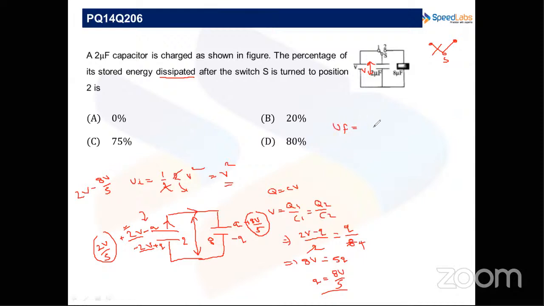So U final is half C1 V1 square plus half C2 V2 square या फिर Q square by 2C. That is better because अभी हमने Q निकाला है. So I am going to use Q square by 2C. तो पहले वाले की Q square, that is 2V by 5 का square, by 2C, तो 2 into 2 that is 4. Again energy is in microjoule only, plus again Q square by 2C, so that is 8V by 5 का square by 2C, so that is 16.